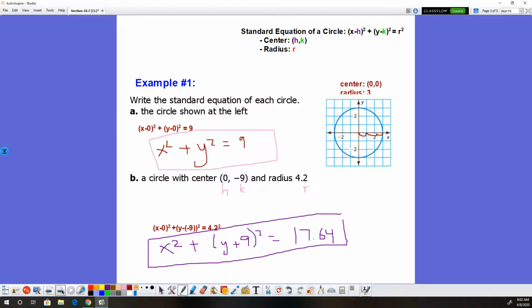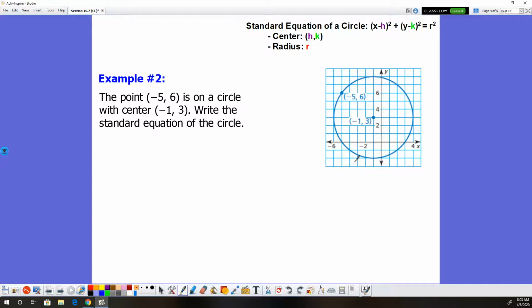All right, so now let's go to example 2. Here, it tells us that (-5, 6) is on the circle, and we know that (-1, 3) is our center. Well, that automatically tells us that our h is -1.